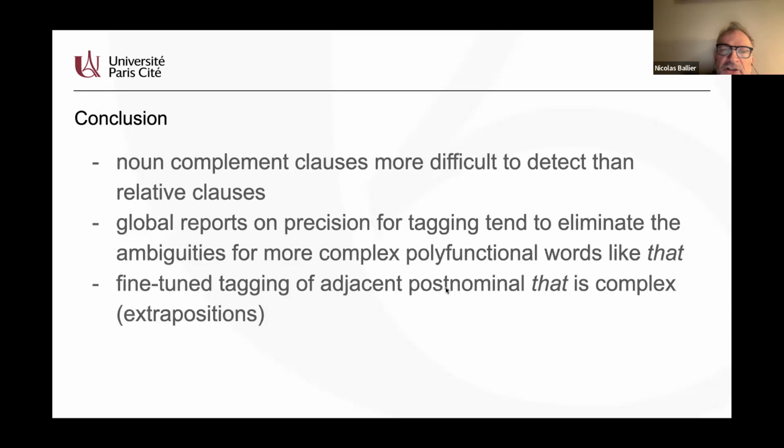And our conclusion is we've evidenced that noun complement clauses are more difficult to detect than relative clauses. And we would like to insist on the fact that global accuracy rates reported for tagger systems tend to avoid mentioning that some more complex cases like that are actually more complex to tag. So the determiner 'a' is easy to tag, but not necessarily the case of that.